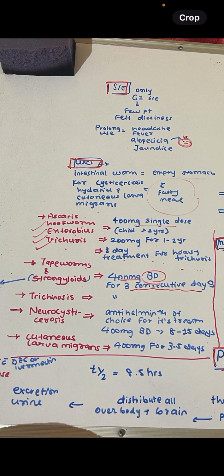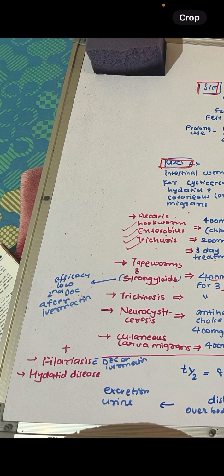For neurocysticercosis, albendazole is the antihelminthic drug of choice for its treatment. For cutaneous larva migrans, again 400 mg for 3 to 5 days we will give. Other than that, we can also give it for filariasis and hydatid cysts. So there are a total of 7 uses.